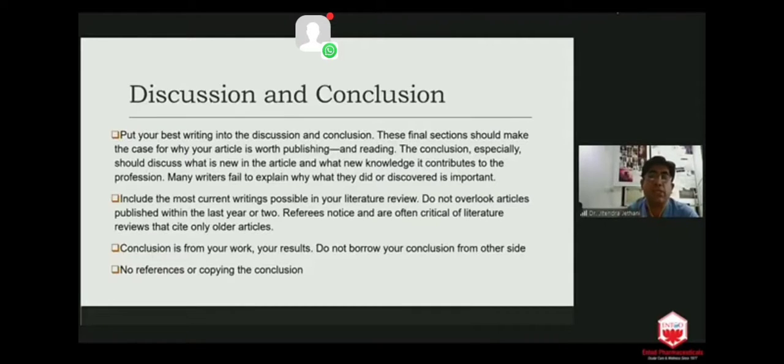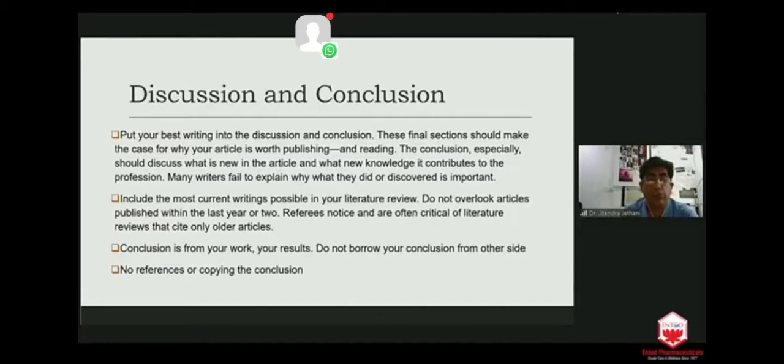Their journal will come up only if your particular article is cited. So for their own interest, the article has to fill the knowledge gap which is available in the current literature. So you try to cite most current articles which are published. Don't overlook articles which are published in the last 1 or 2 years, because they are very, very important.